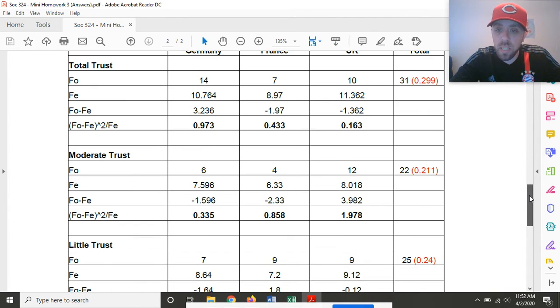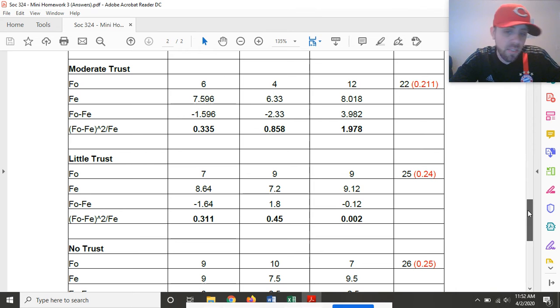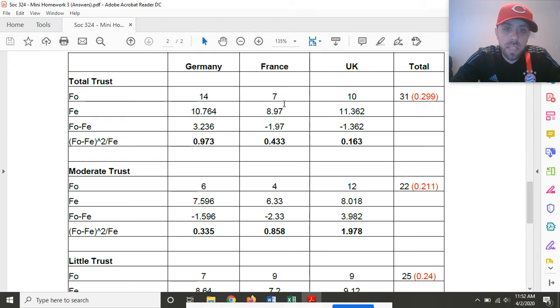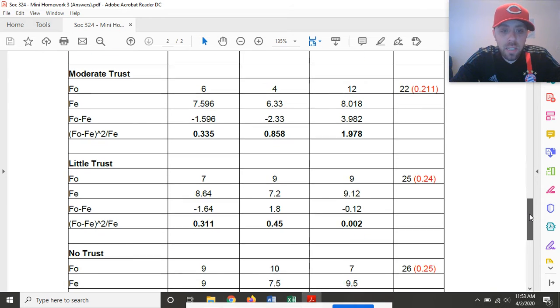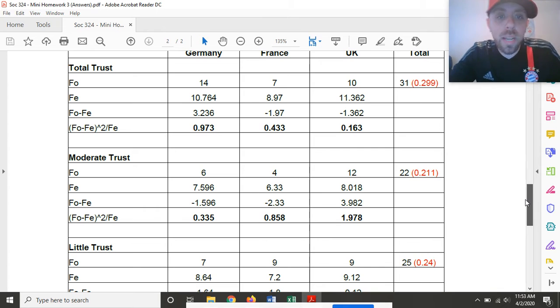Did the same thing for moderate trust. 22 divided by 104 is 0.211. 25 divided by 104 is 0.24. And 26 divided by 104 is 0.25. So starting with the total trust cells here across the 3 countries, I need to take this 0.299 and multiply it by the total number of Germans, the total number of French, and the total number of British. So 0.299, let's scroll down just a little bit, times 36 Germans is 10.764. That is what I would expect to see in this cell if there was no relationship.